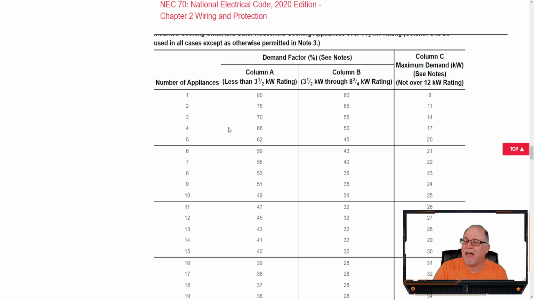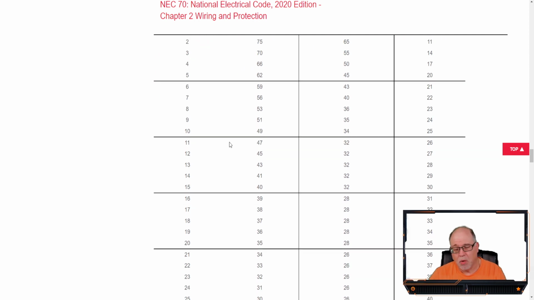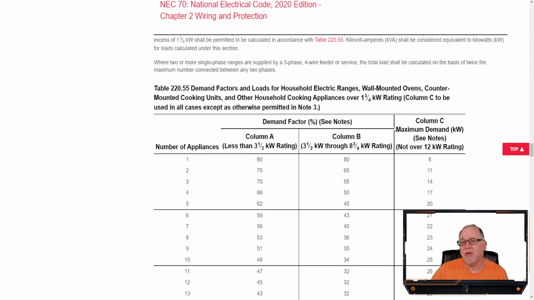Now, the one thing about Note 3 is that once you do that and you use A and B or both, you still have to compare it against Column C, okay? And whichever results in the lesser value, you get to take that value, okay? So C, you still always have to compare to, okay? All right, now in our case, we're not going to use Note 3. However, we know that we do have some ranges that are over 12 kW. Okay, because of that, we're going to look at the notes. See, it says C notes.